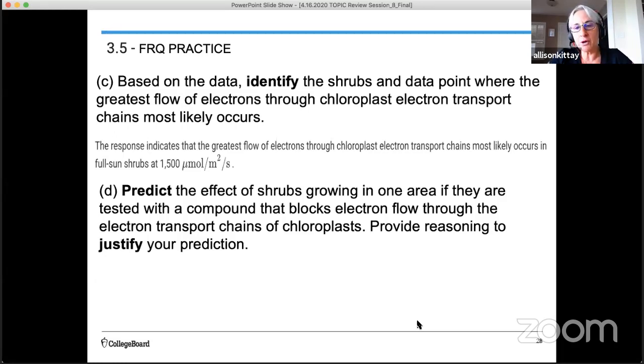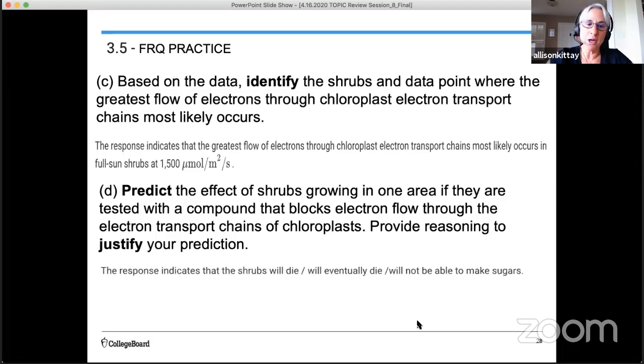And finally, predict the effect on shrubs growing in one area if they are tested with a compound that blocks electron flow through the electron transport chains of chloroplasts, and then provide reasoning to justify that prediction. So we know anything that's going to block the electron flow is going to prevent enough energy being produced to drive the production of sugar, so the plants are going to die. If they can't make their own food, they are not going to fare well. So your prediction is that the shrubs will eventually die, they'll not be able to make sugars.